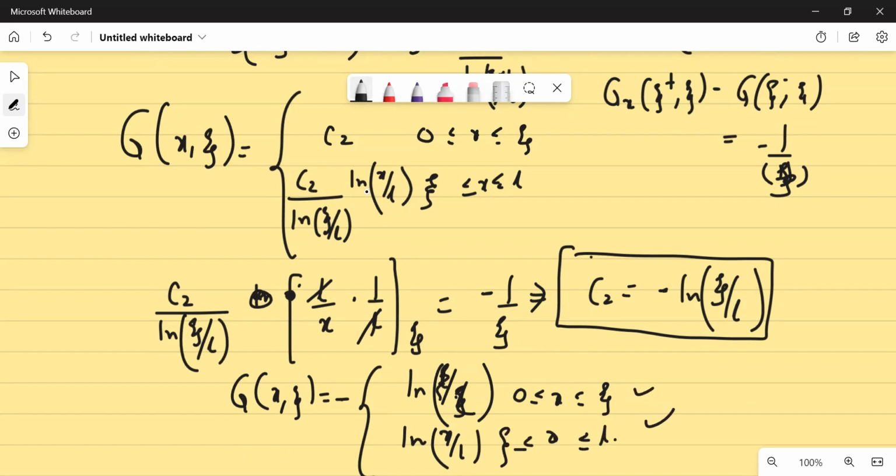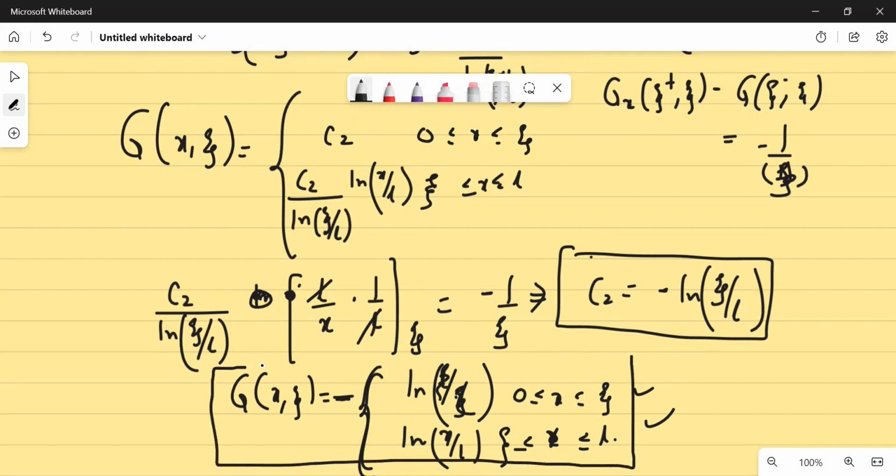Achha, ek negative yahan par bhi toh aayega. Achha, ye toh 0 ho jayega na, to the left and to the right this will get. Haan theek hai. So you will get this. So you are getting minus ln of zeta by L for all x lying between 0 and zeta, and for all x lying between zeta and L you are getting ln of x by L, and then negative outside. So overall this is your Green's function.